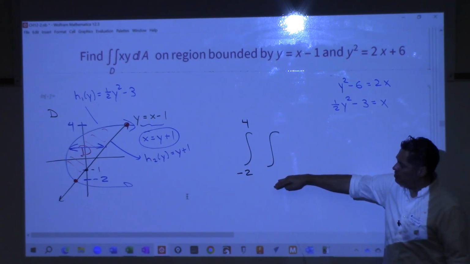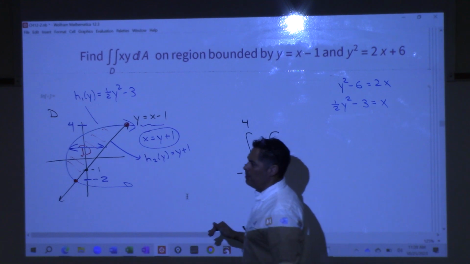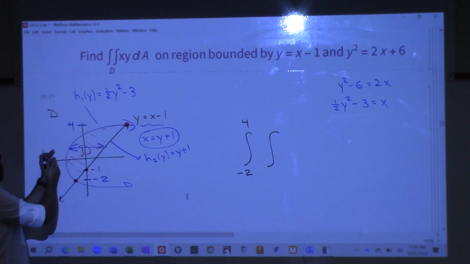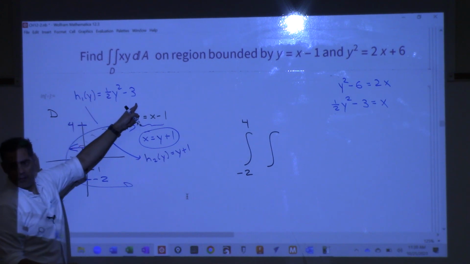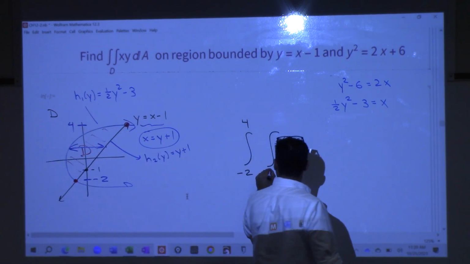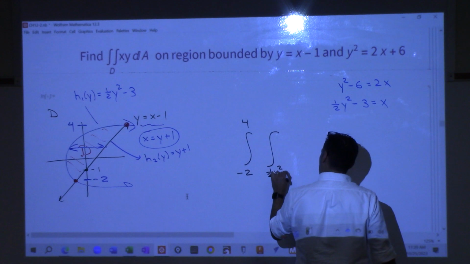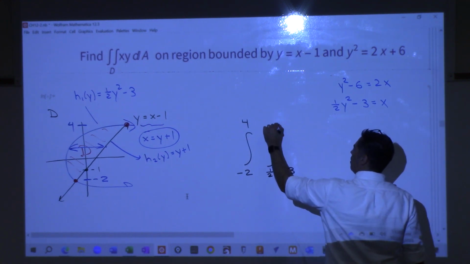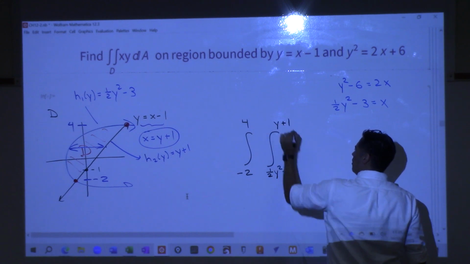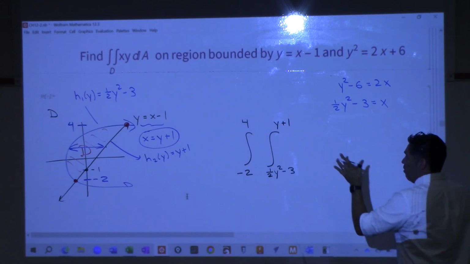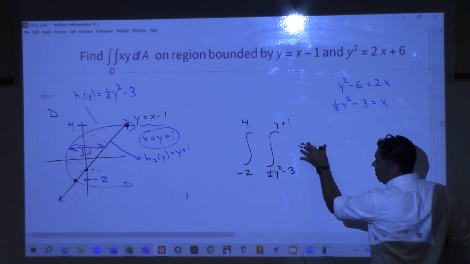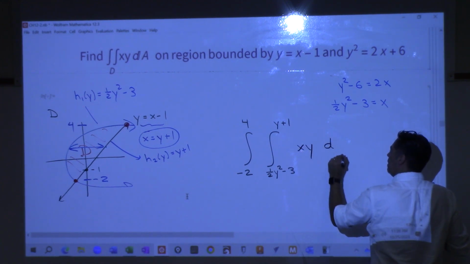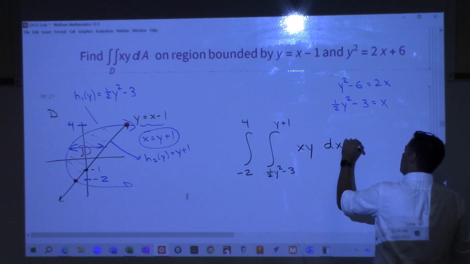And now on the next one we have what? The two functions, starting with which one's on the bottom? The one that's on the left, right? h1. So it's going to be this one right here, 1/2 y squared minus 3. And then the top one, which is y plus 1, right, h2. And now what's the integrand? Don't forget what the integrand is. xy. And then we're going dx, then dy.